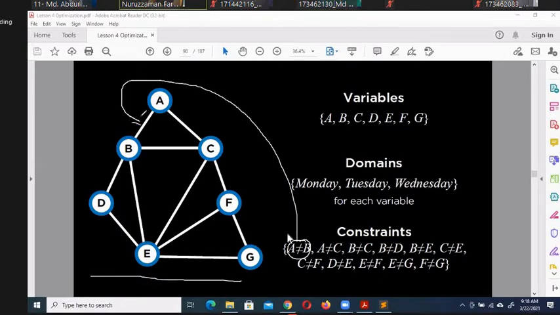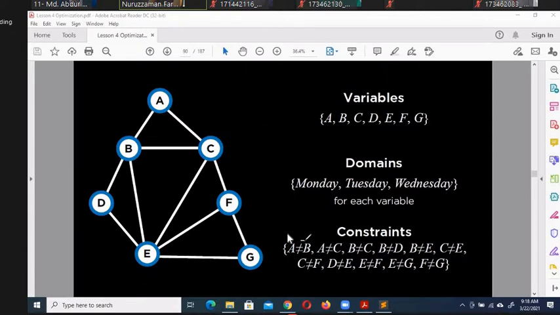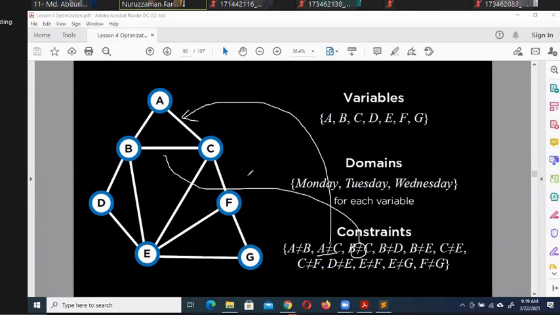Okay, using an edge. Now we are becoming more mathematical. This edge means it cannot be the same time. Here, with equal we are not meaning an assignment operator; with equal we mean equal. That means A cannot be on the same day as B. The next constraint, A cannot be on the same day as C. B cannot be on the same day as C. So these are our constraints.